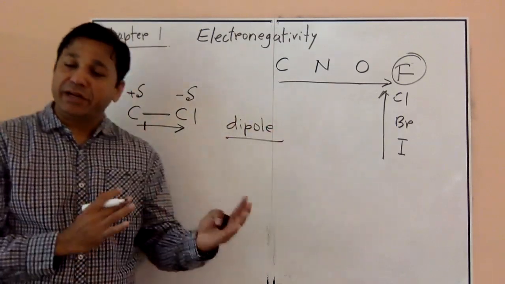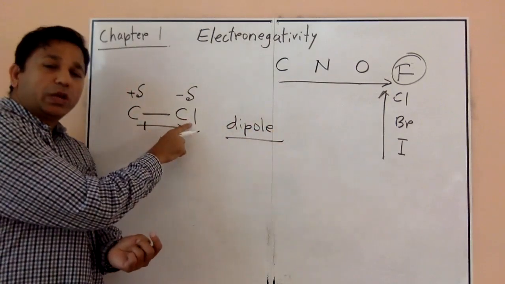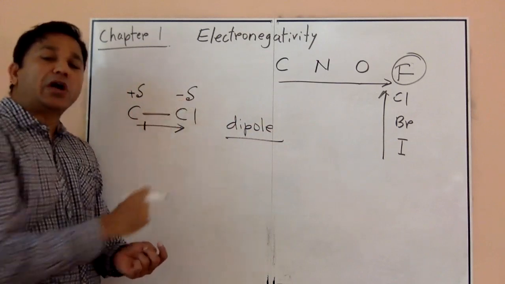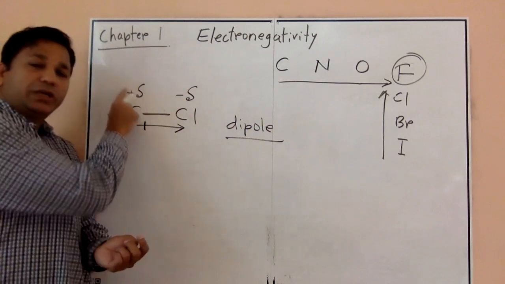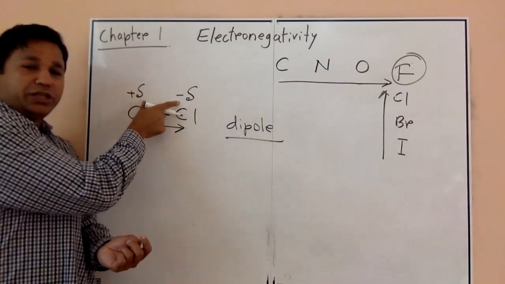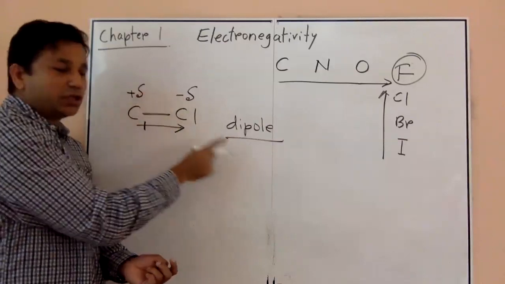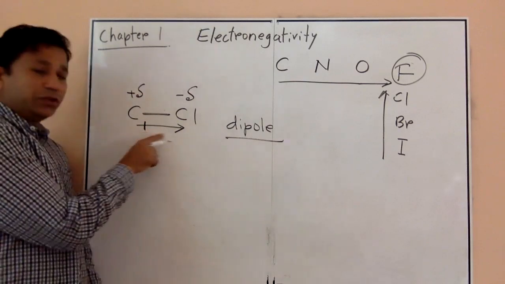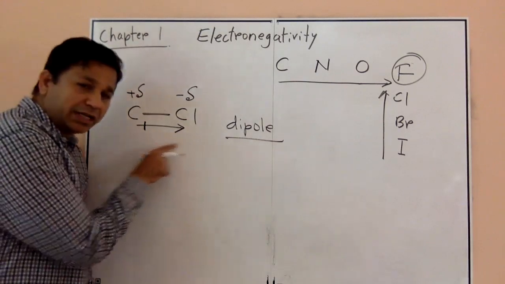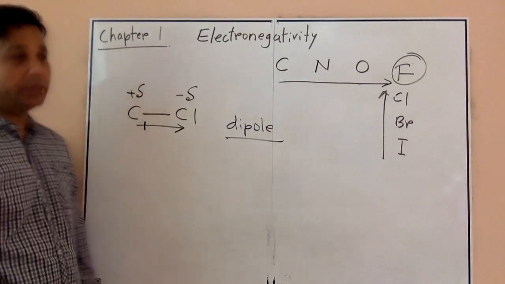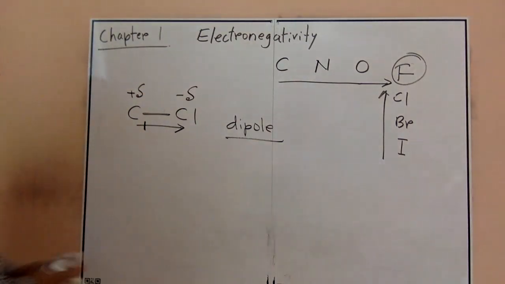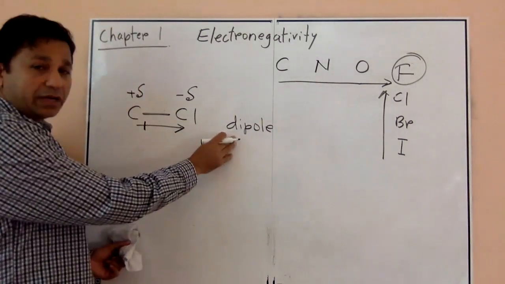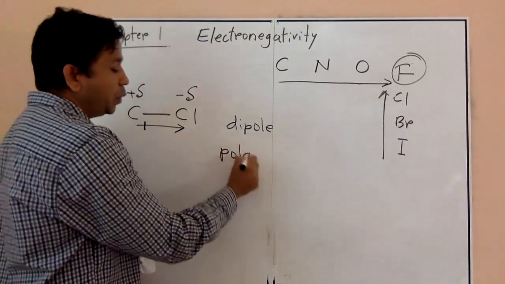So due to the electronegativity difference here, chlorine is more electronegative, so it's pulling the electrons. Chlorine should have a partial negative charge and carbon should get the partial positive charge. That situation we call a dipole. So we create a dipole in this case, and the flow of electrons we show by a vector like this. The pull of electrons is towards chlorine. When you have a dipole, we also call it a polar bond.